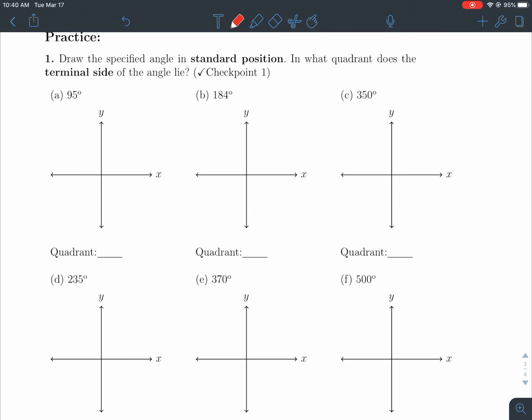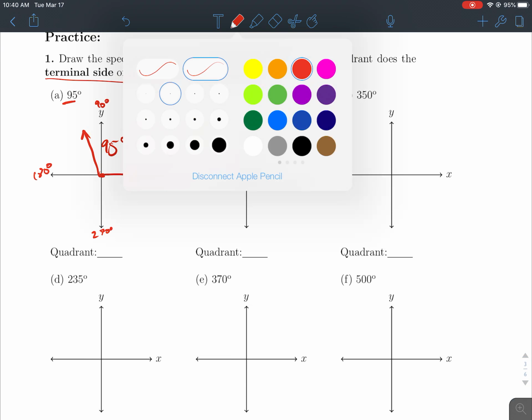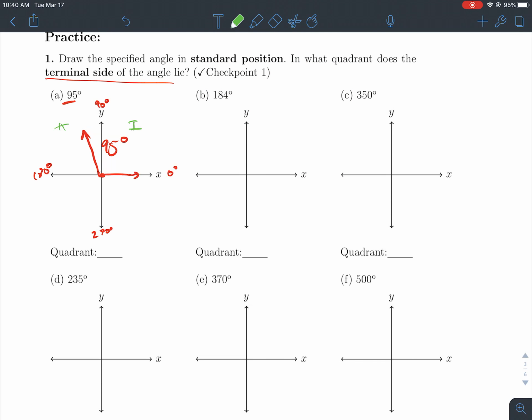All right, so drawing each of the specified angles in standard position, in what quadrant does the terminal side of the angle lie? 95 degrees. Well, I always like to label these with, well, the 0 would be if we didn't open the angle at all, right? This would be 90, this would be 180 degrees, this would be 270 degrees. So we know for this one we're a little past 90. Here's 95 degrees, which is in quadrant, let me change colors here just so it's visible, quadrant 1, 2, 3, and 4. This is in quadrant 2.